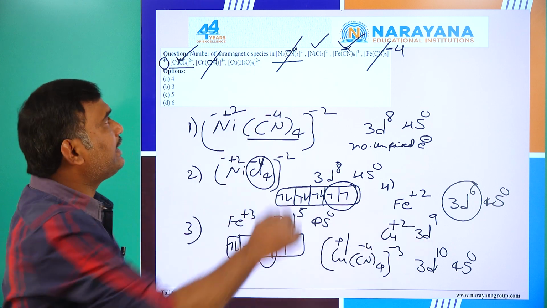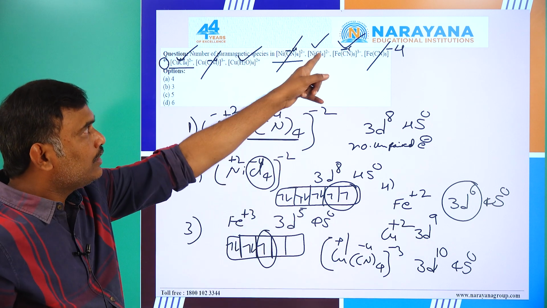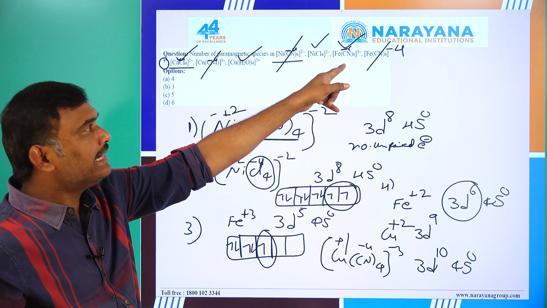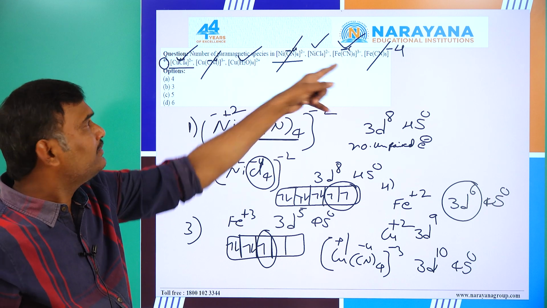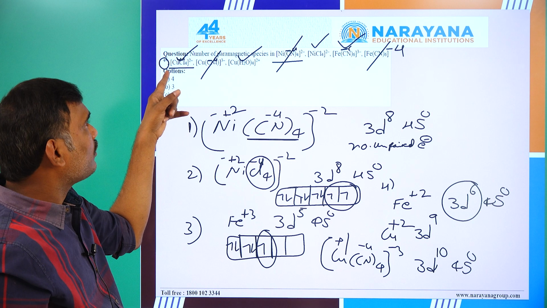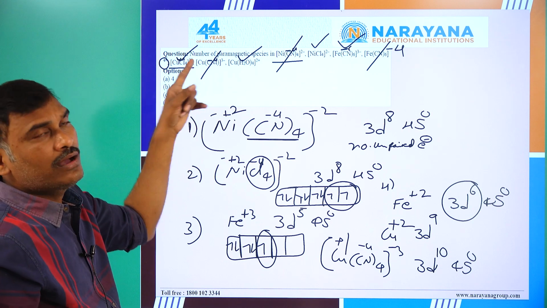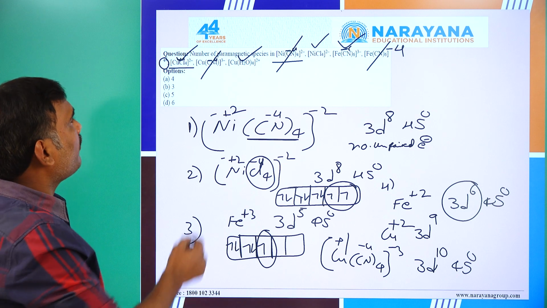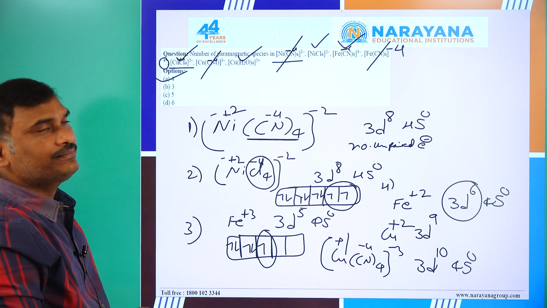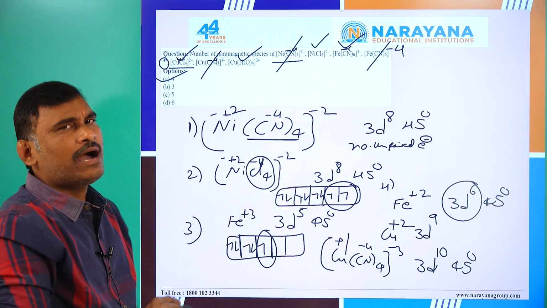Here is the one unpaired electron. It becomes paramagnetic. So nickel tetrachloride, hexacyanoferrate, tetrachlorocopper, or tetraaquacopper: these are the four compounds having paramagnetism. In this way you have to write.